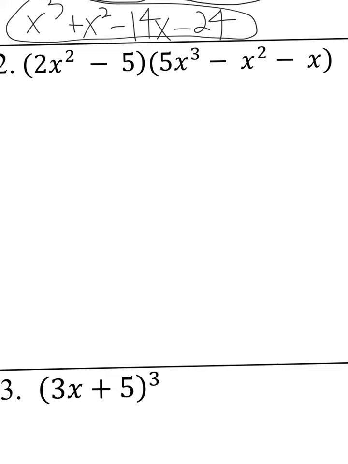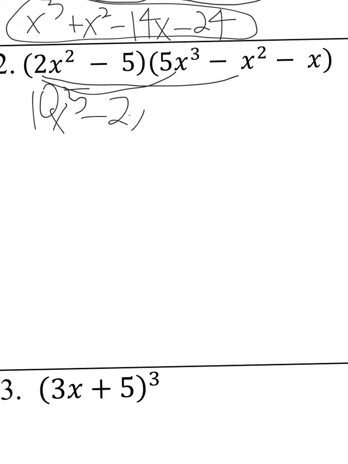Looking at number 2, it's pretty much the same thing, just I changed the exponents around. So let's see here. What's 2 times 5? That's 10. What's x to the third times x to the second? You add the powers, that's going to become x to the fifth power. All right? So this is going to be minus 2x to the fourth power. And then the last one is going to become minus 2x to the third power.